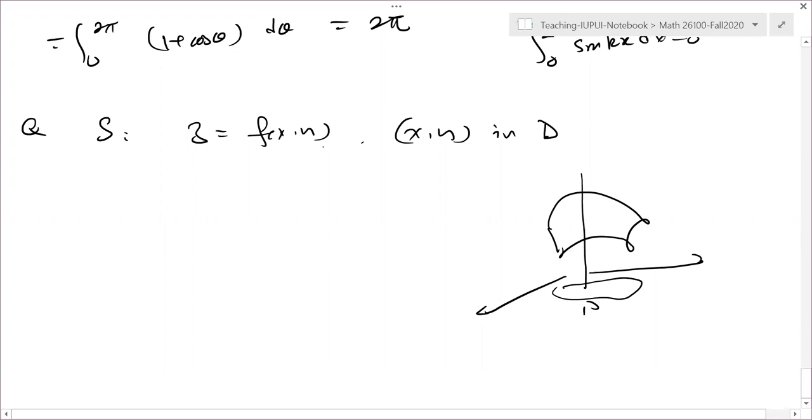So we already have the formula for the surface area, okay? Yeah, this is my S, right? That's a D. Now you can have a function defined on the graph, right? So here's the point. What is the average height? Right? What is the average height? How do you solve this problem? What is the average height of this graph?